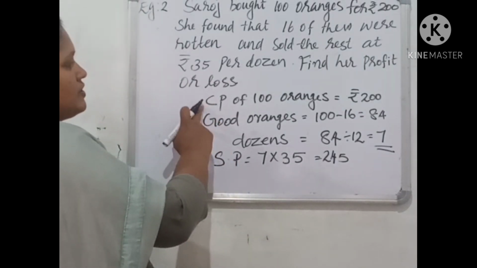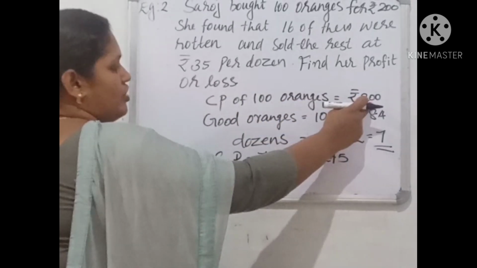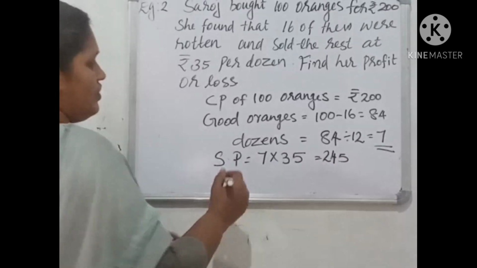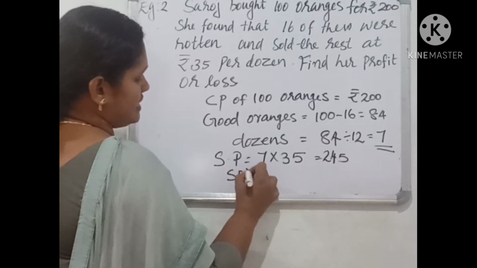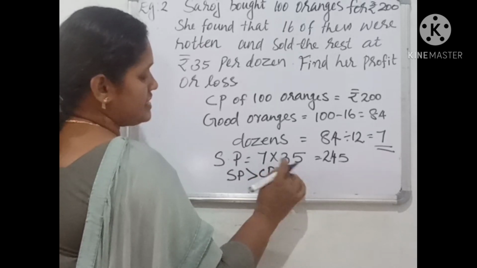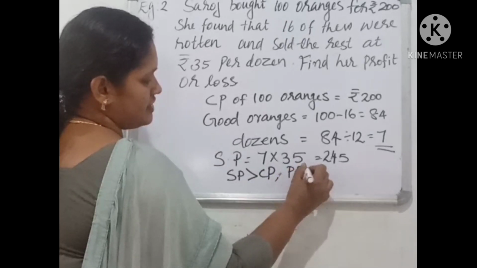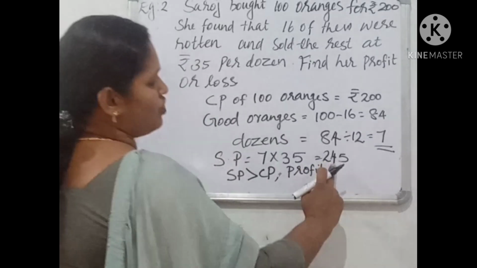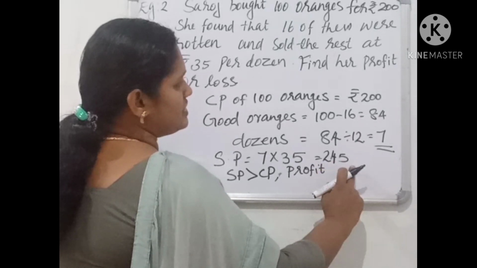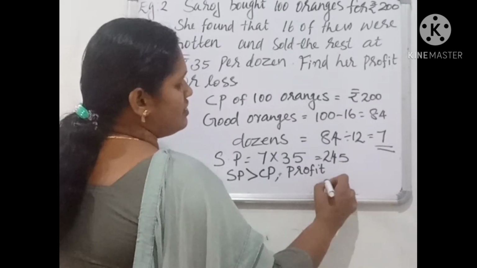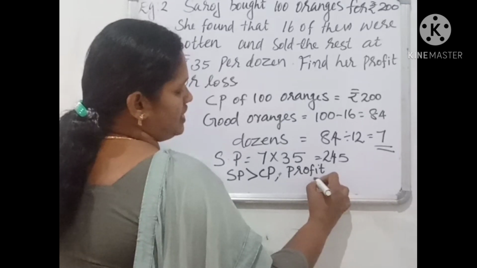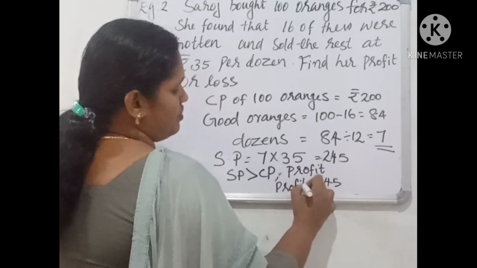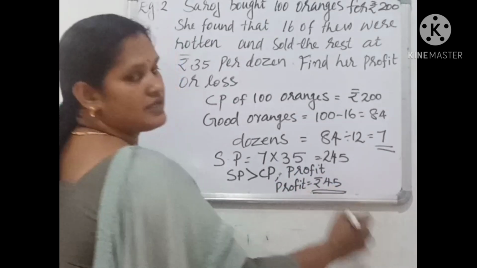So the cost price is rupees 200, the selling price is rupees 245. So SP is greater than CP, so there is profit. How much rupees? 245 minus 200, 45 rupees profit. Profit equals rupees 45.